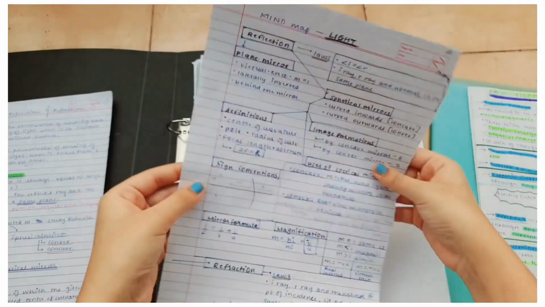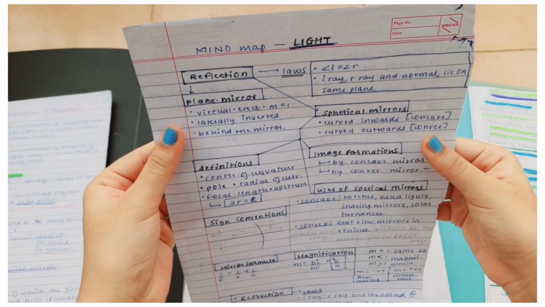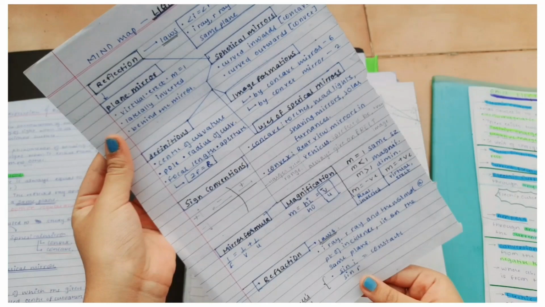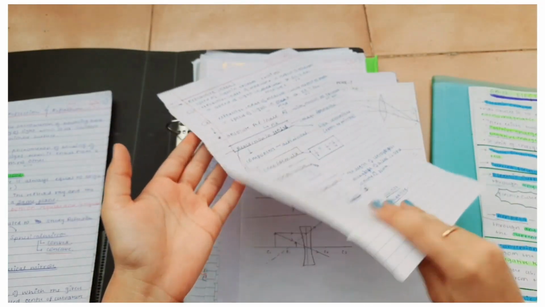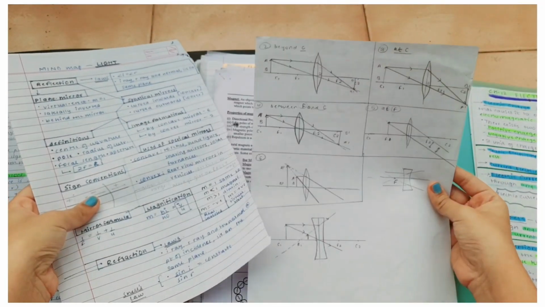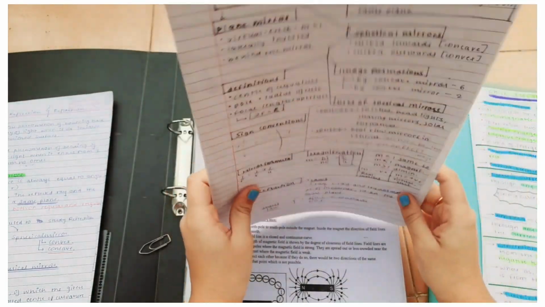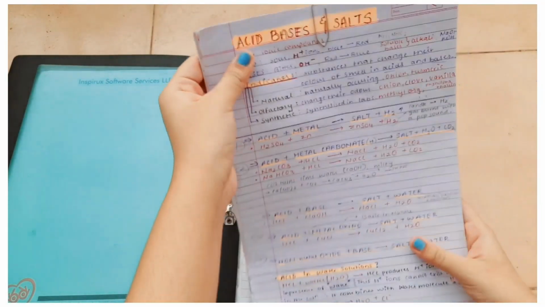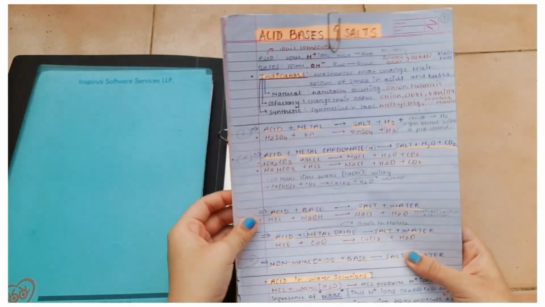Next up we have the chapter light. I have made some detailed notes of it also, but these ones are the one page notes which are really easy to learn for revision. In my last video you can see me making these. I prefer making flowchart type of notes because they're easy to remember.